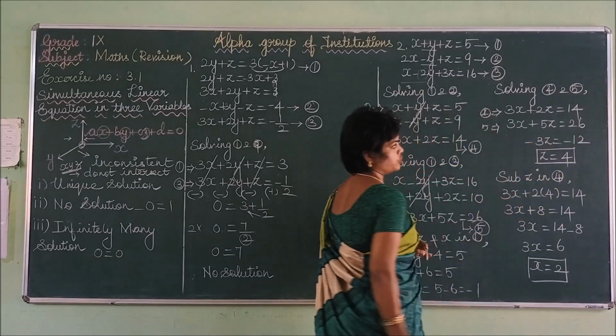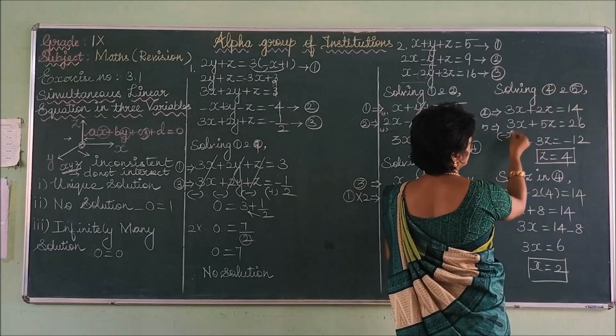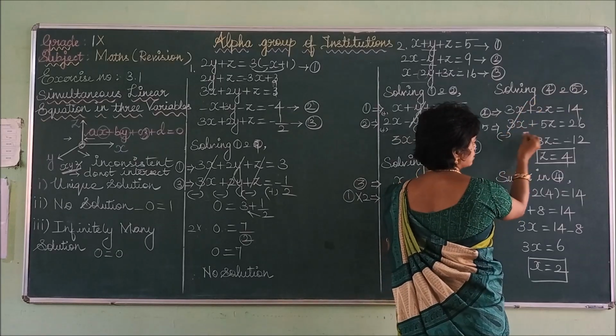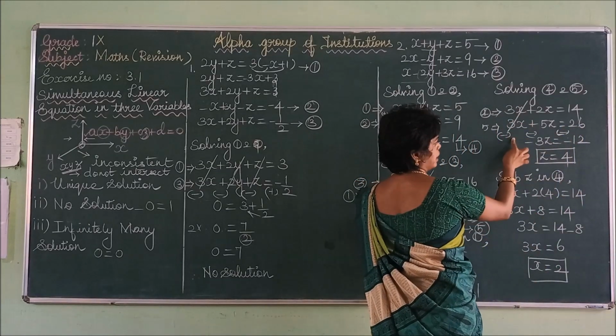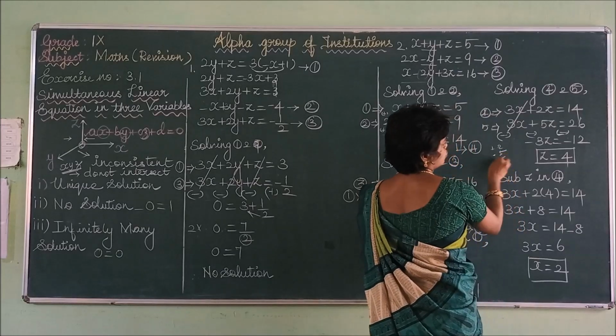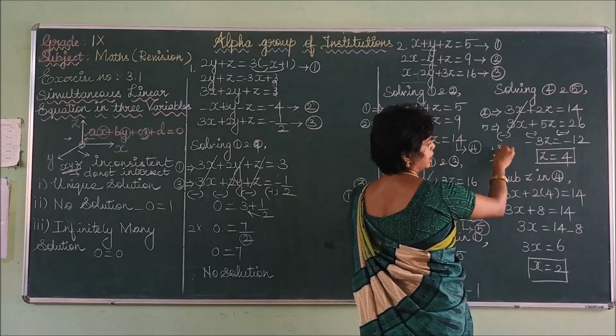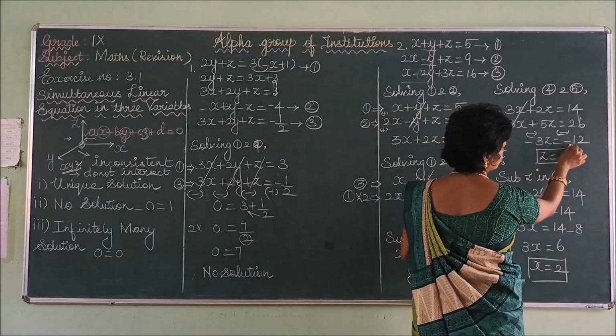So now you have to change the sign because both are positive. For changing the sign, you have to change the sign of each and every term. So 3x and 3x get cancelled. Remaining terms: plus 2z and minus 5z. So put the bigger number's sign. Subtract the two values. 5 minus 2 is what? 3.